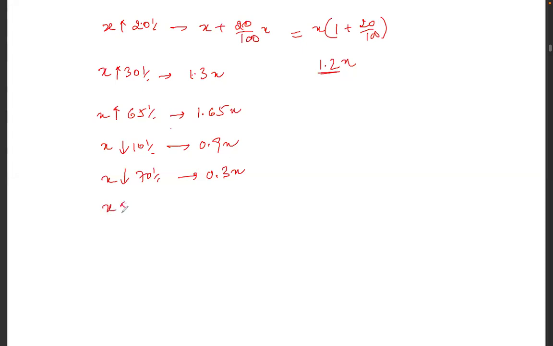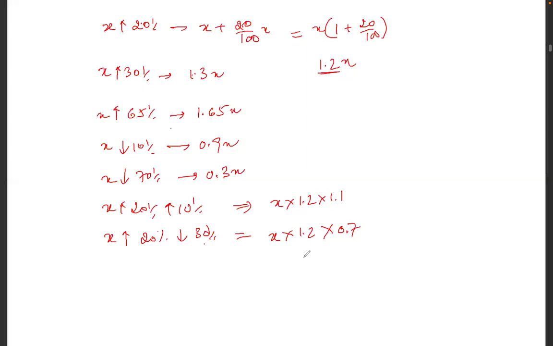Now if I say x is increased by 20%, then increased by 10%, what will you do? Final value is x into 1.2 into 1.1. Okay, if x is increased by 20%, decreased by 30%. What is the meaning? X into 1.2 into 30% less. So how much I am left with? 70%. It means 0.7.